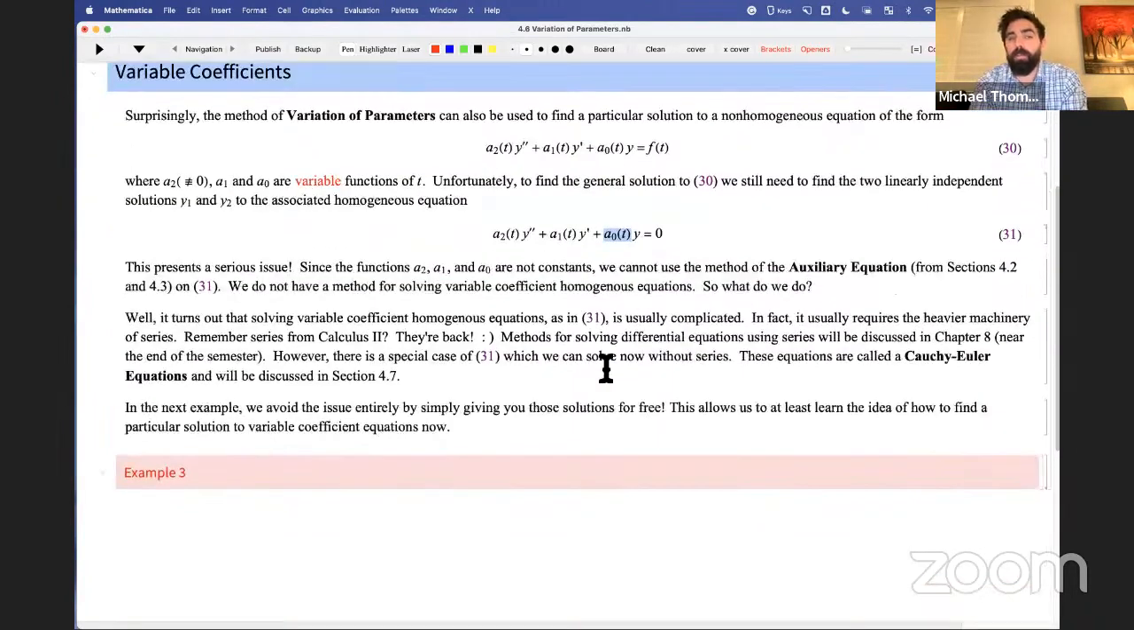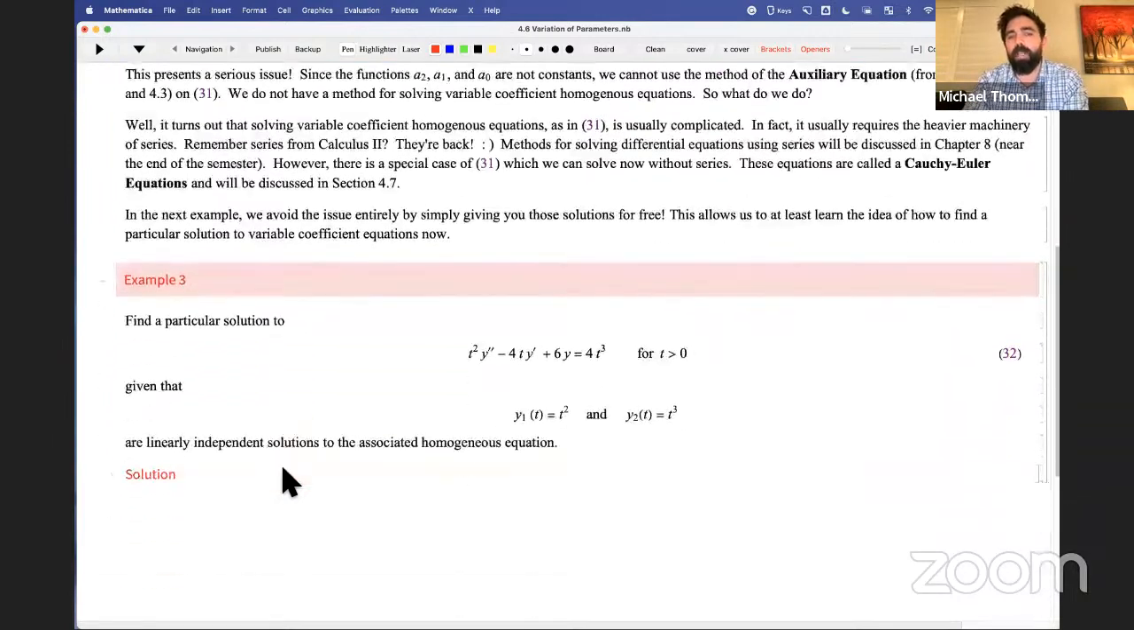So what is this next example going to be? Well, the only thing I can do is give them to you for free. Just to show you how the process would work, assuming that we were able to find a y1 and y2. Okay, so that's what we're going to do. Here's a variable coefficient equation.